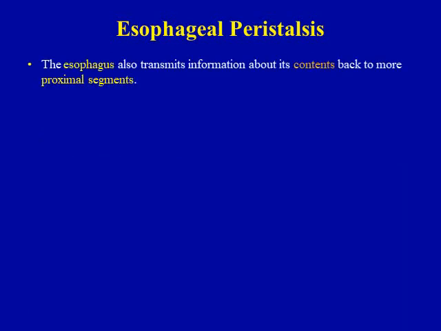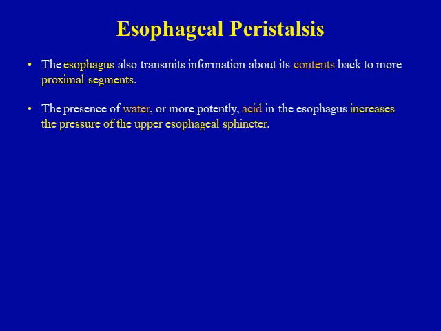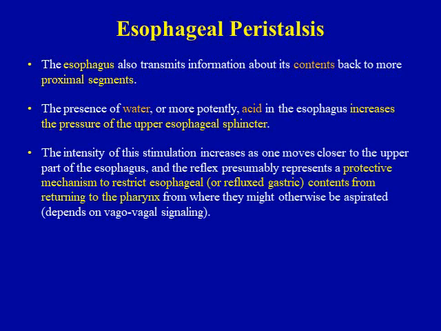The esophagus also transmits information about its content back to more proximal segments. The presence of water, or more potently acid, in the esophagus increases the pressure of the upper esophageal sphincter to prevent their backflow into the pharynx and oral cavity. The intensity of this stimulation increases as one moves closer to the upper part of the esophagus, and the reflex presumably represents a protective mechanism to restrict esophageal or refluxed gastric contents from returning to the pharynx, from where they might otherwise be aspirated and cause trouble.